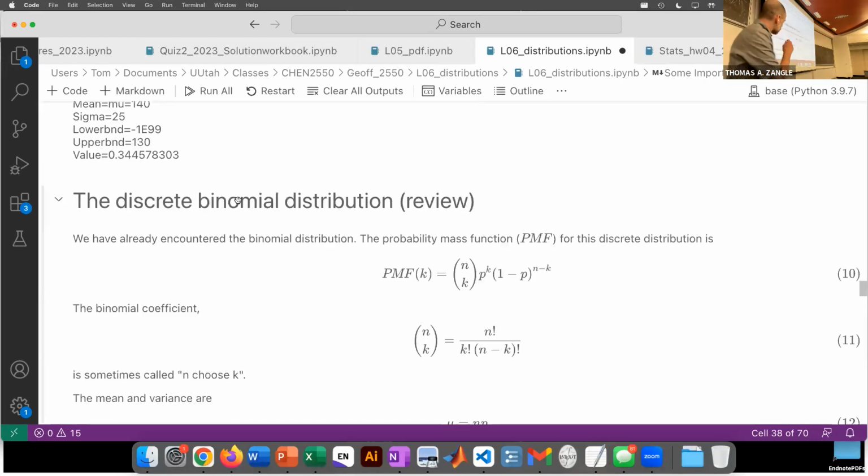I think for today, we're going to review binomial, and we're going to talk about the Poisson distribution at the beginning of class on Wednesday. So we're going to pick up on the rest of LO6 on Wednesday. The remainder of today is going to be review of the binomial distribution in terms of what we've just discussed about PDFs and CDFs.